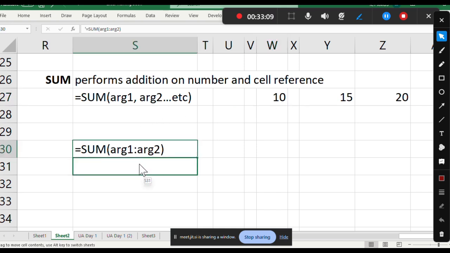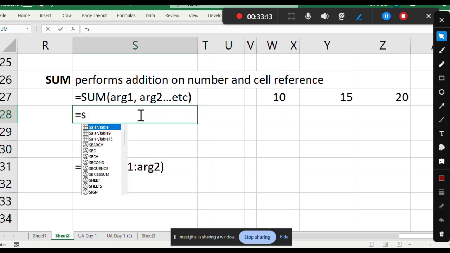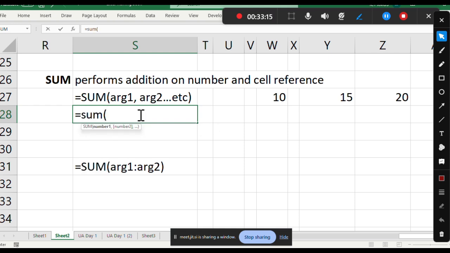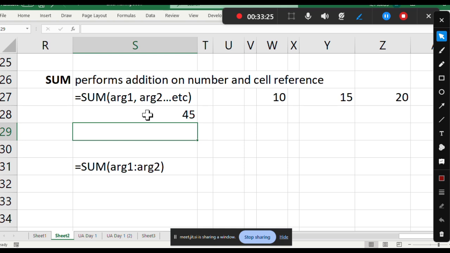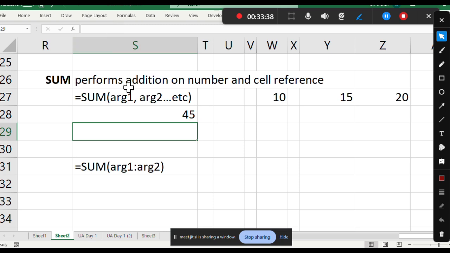The first one, you say equals to sum. You can do it like this: sum 10, 15, 20, and you close. It will give you 45. You can put equal to, and you can even use plus inside. Let me see how it will work. It will take it.